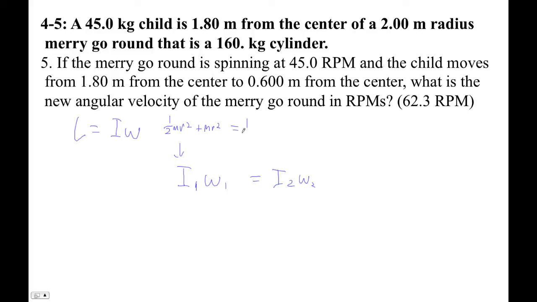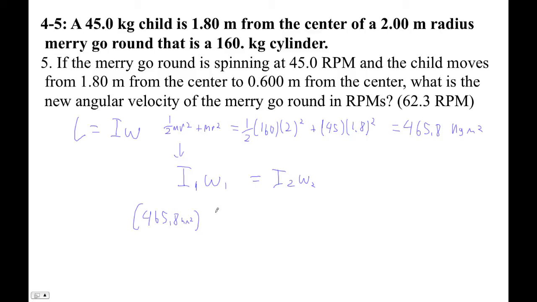So that was 1/2 times 160 times 2 squared plus, not 1/2, all of 45, right? There we go. And then the child is at 1.8, right? And I do believe that worked out to 465.8 kilogram meters squared, right? So that is our first quantity, 465.8 kilogram meters squared.